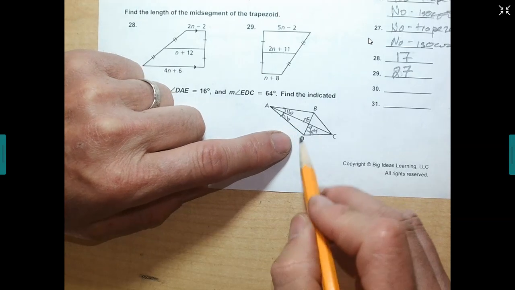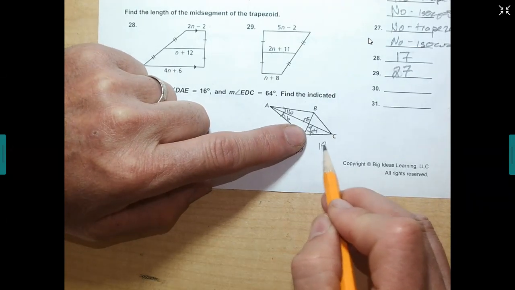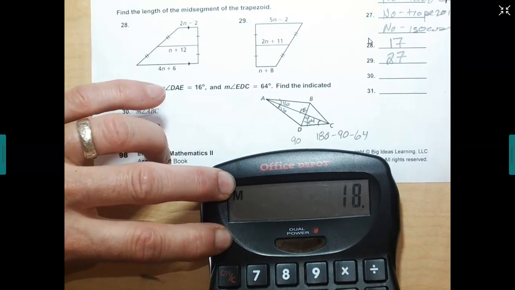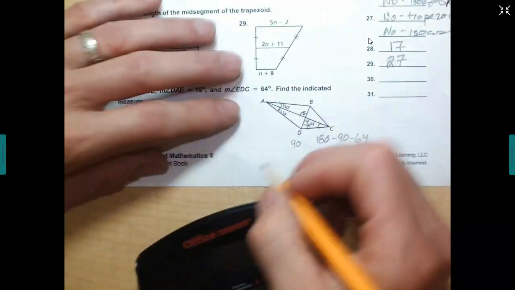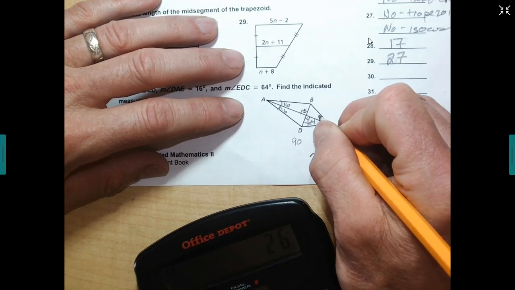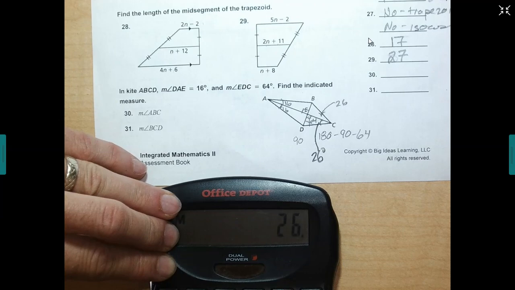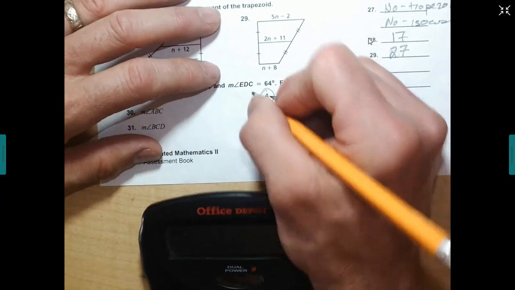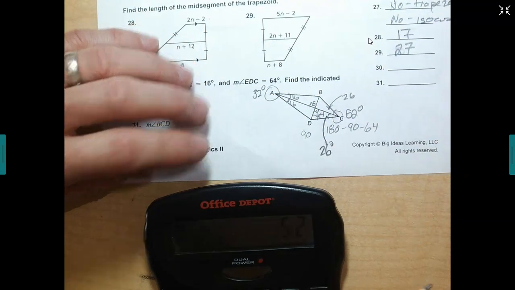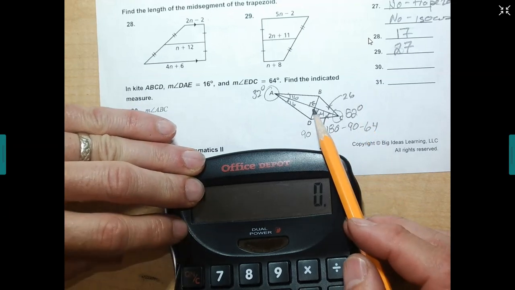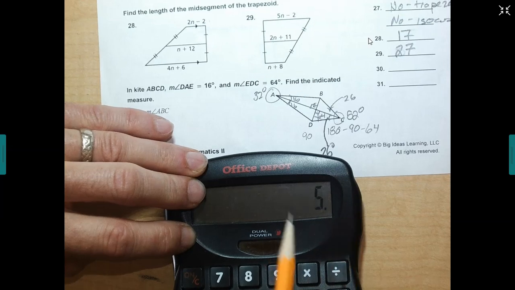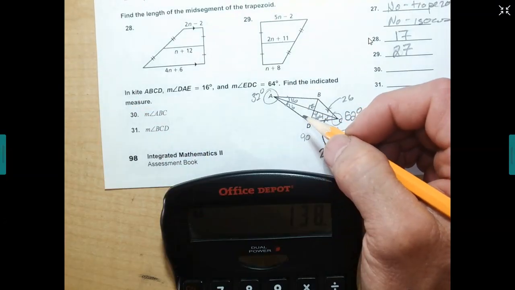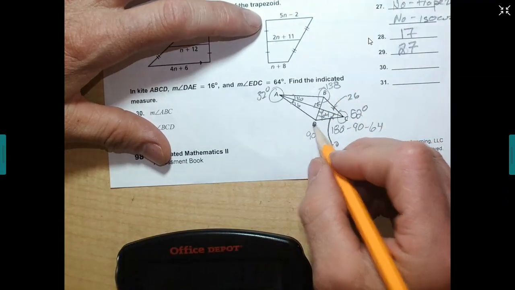So if I know this is 90 and this is 64, what I'm going to do is 180 minus 90 minus 64. That's going to give me this one. So this one is 26. And then that means this one is 26. So together, these are 52. So this angle right here is 52 degrees. This angle right here is 32 degrees. So then these two are going to be the leftover divided. I have a four-sided shape, so that's 360 degrees, right? So I do 360 minus 52 minus 32. I have 276 divided by 2. So this side is 138, and this side is 138.